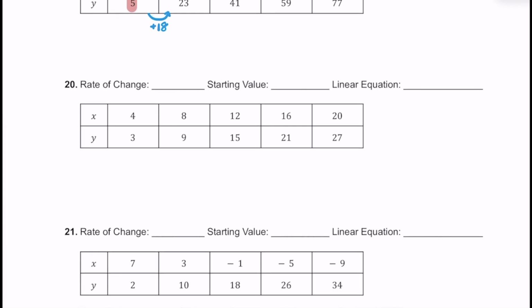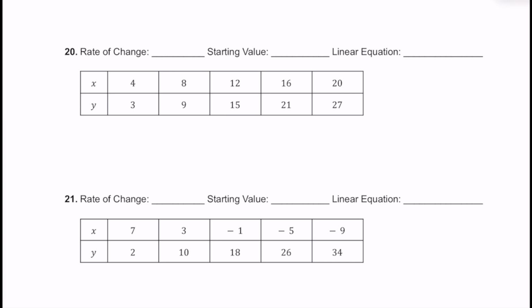All right. Let's try another one that's maybe not as easy. So here, let's go ahead and start with the rate of change again. That one you can always do no matter what. The starting value can be impacted if you can't find a zero, but we'll talk about that in just a moment. So for the rate of change, let's see, the rate of change here for the y's, it looks like it's going up. It's going up by 6 here. And then over here from the 8 to 12, it's looking like it's going up by 4.